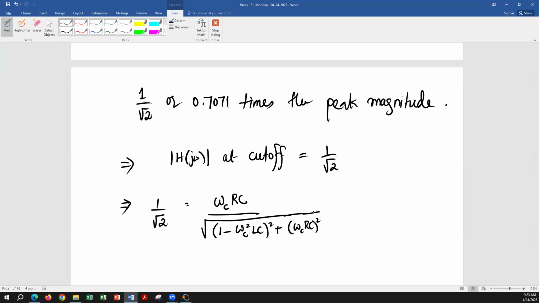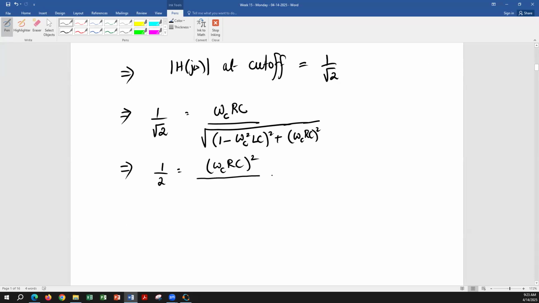And now we're going to find out what value of omega c is going to make the magnitude response equal to 1 over square root of 2. So we are going to manipulate this equation. Let's go ahead and square both sides so that we can get rid of the square root. So let's write down 1/2 is equal to omega c RC square, and likewise we get rid of the square root on this side as well: 1 minus omega c square LC plus omega c RC square.